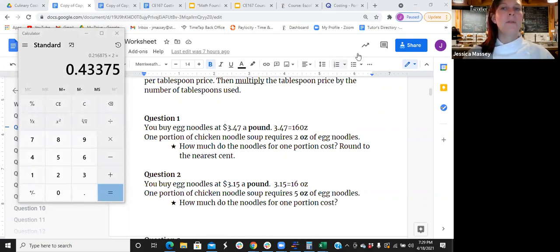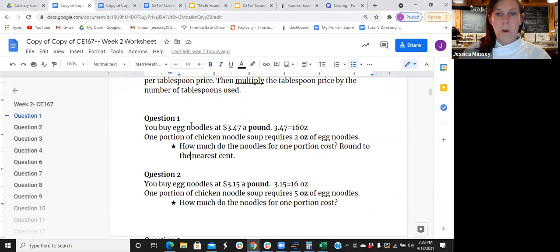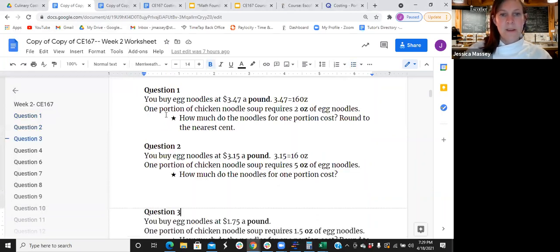Do we have any questions here? I'm going to keep doing some more. All right, let's try this one. Number 2, and I totally need to go back and change these because it's driving me nuts. They're all egg noodles. No one needs that many egg noodles. So you buy egg noodles for $3.15 a pound. 1 portion of chicken noodle soup requires 5 ounces of egg noodles. How much do the noodles for 1 portion cost?